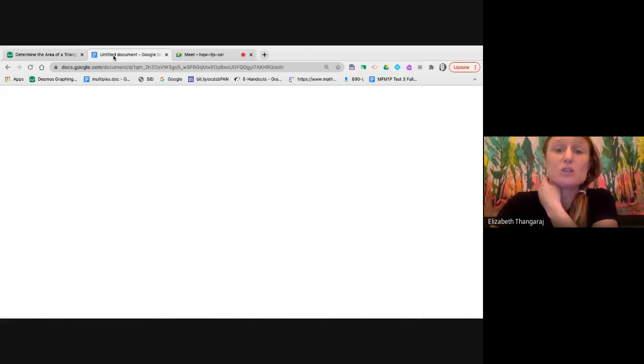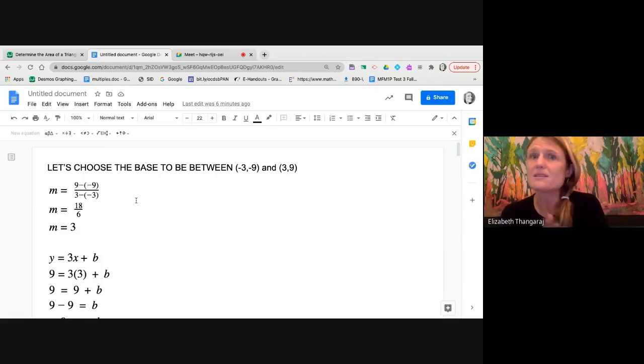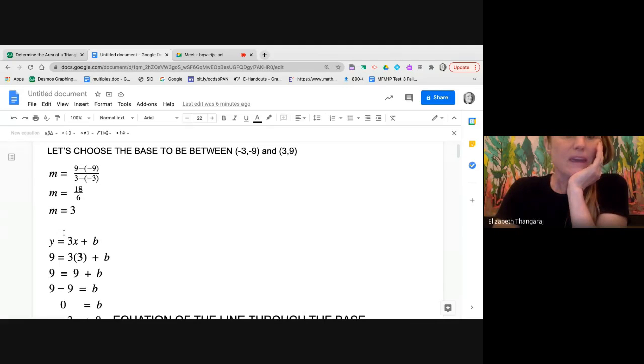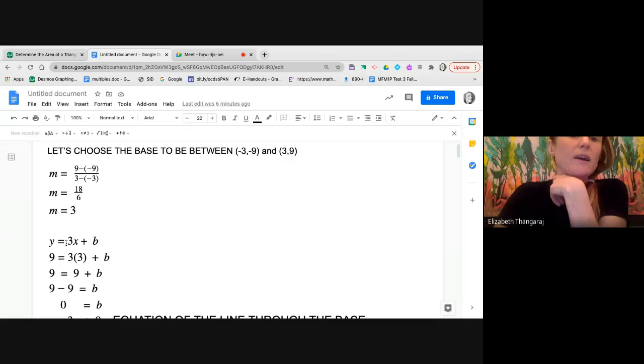I've chosen the base to go between -3, -9 and 3, 9, and I need to find the equation for my base because I know that when you want to find the area of a triangle, I need the base and I need the height. So I've found the slope. The slope is 3. And I know I want to find the equation of the base. So it's going to be y is equal to 3x plus b. I need to find that b.